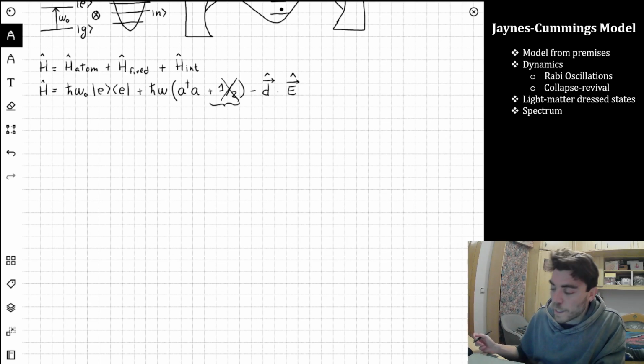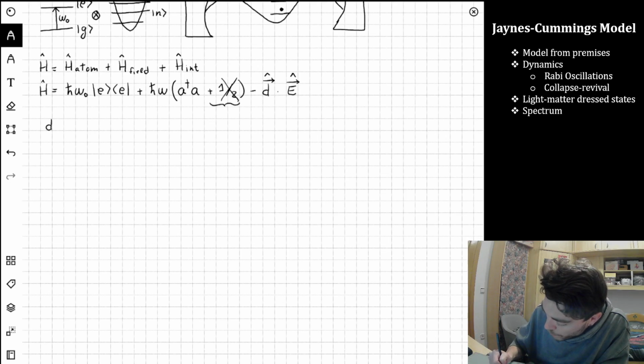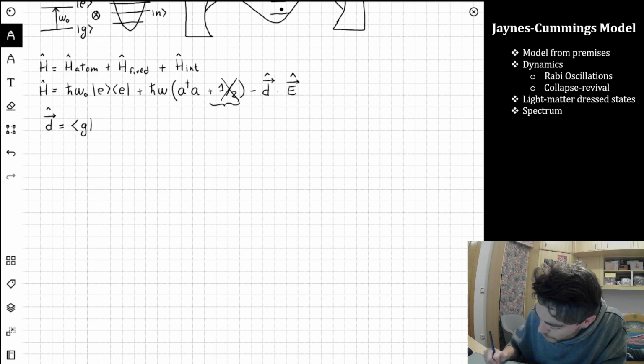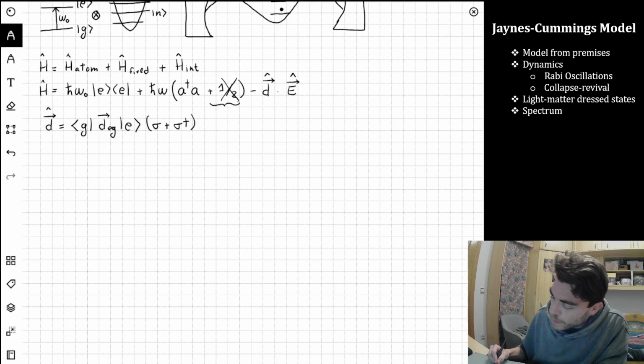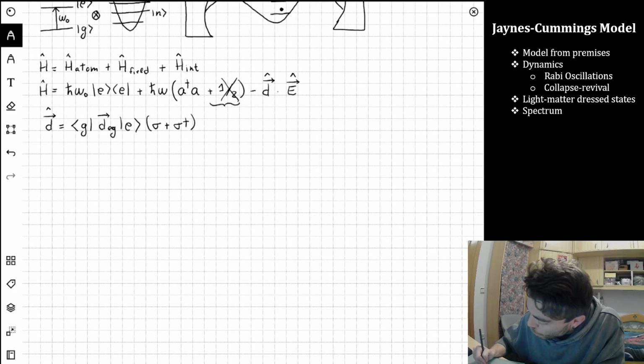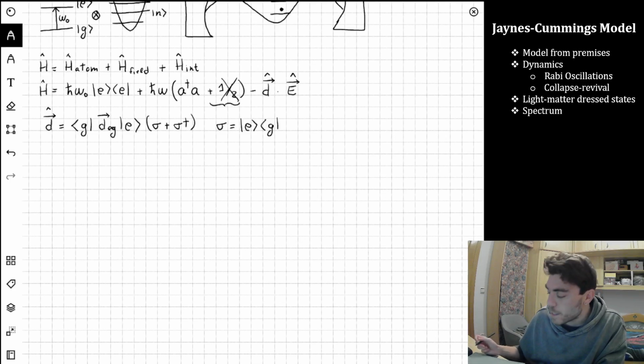And now let's see how the interaction looks. The dipole moment operator, we saw also in the semi-classical model that we can always write it as a certain vector, a bracket between the ground state and the excited state of the atom, times sigma plus sigma dagger, where these sigmas are the lowering and raising operators of the atom. So sigma is the lowering operator, and sigma dagger is called the raising operator.